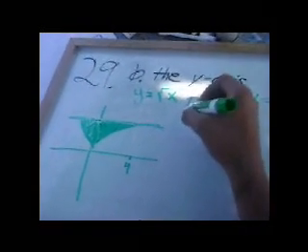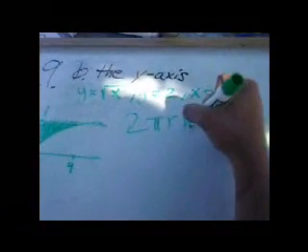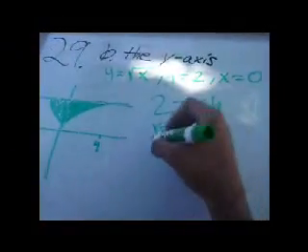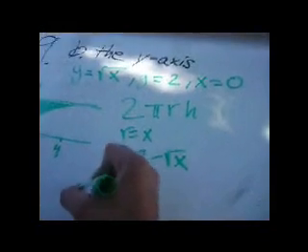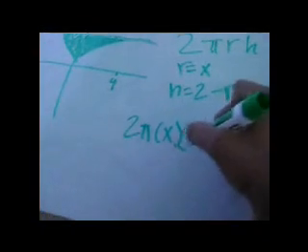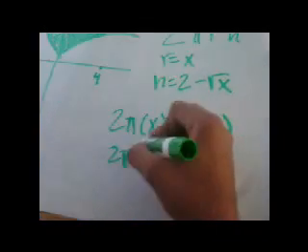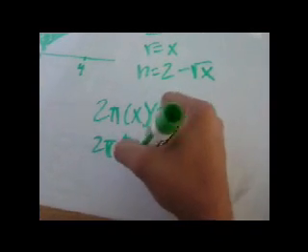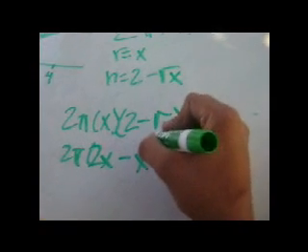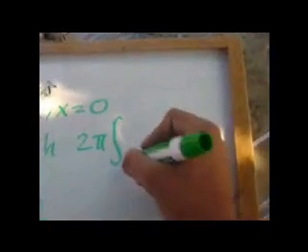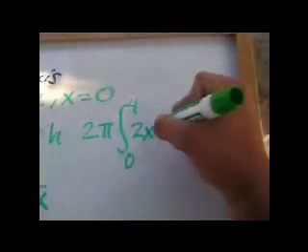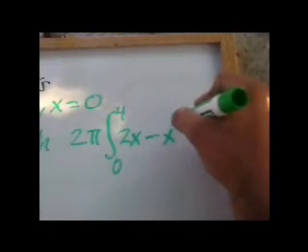So the formula for the shell method is 2 pi r h, with r being some random x and h being the height, which is 2 minus radical x. So it will be 2 pi times x and 2 minus radical x, and we get 2 pi times 2x minus x to the 3 over 2. We then plug it into the equation. It's 2 pi, the integral from 0 to 4 of 2x minus x to the 3 over 2 dx.